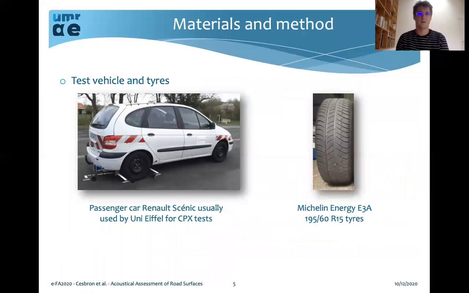The test vehicle and tires. So the test vehicle was a passenger car, a Renault Scenic, usually used by Université Gustave Eiffel for CPX tests. And the vehicle was fitted with 4 identical tires, which were Michelin Energy E3A tires, of size 195/60 R15 for the dimensions.